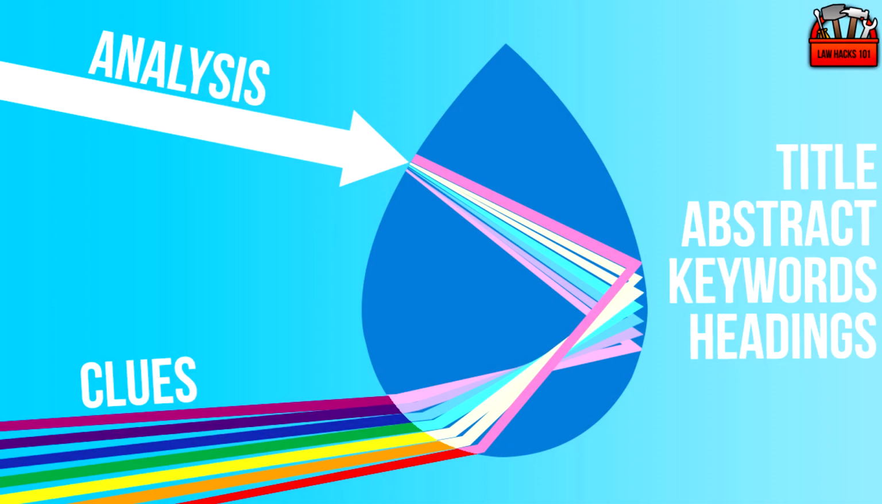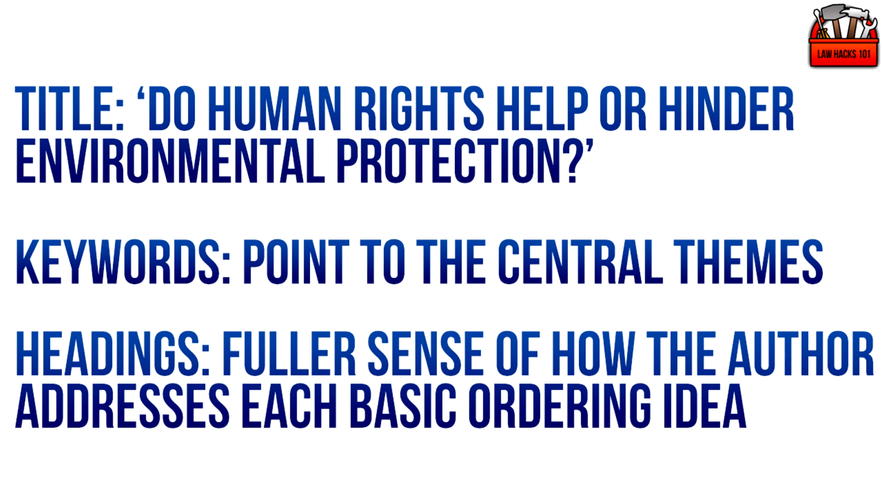What happens then when we refract this information through what we already know from our analysis of the title, headings, abstract and keywords? Our information starts to fill out this kind of picture. First, the title reminds us that the overarching concern is the question of whether or not human rights help or hinder environmental protection. The keywords point to central themes, and if we put little segments of the abstract next to the headings list with the title and keywords to guide our deductions, we get a fuller sense of how the author addresses each basic ordering idea signalled by the headings.